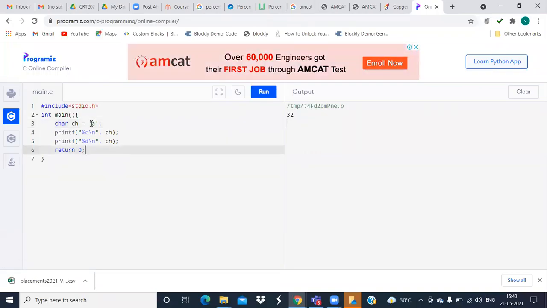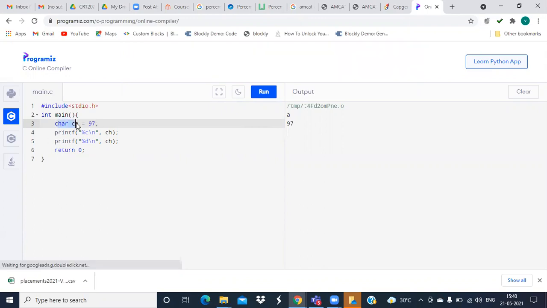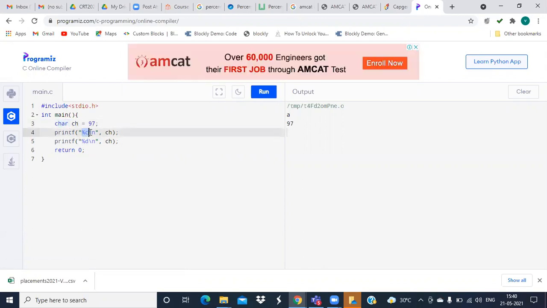We have already seen that when we try to print the numerical value of a character constant, it gives the corresponding ASCII value of that particular character. Now, let us see, can we assign a number to a character variable and try to fetch the character and the numerical value of the same? Let us try.